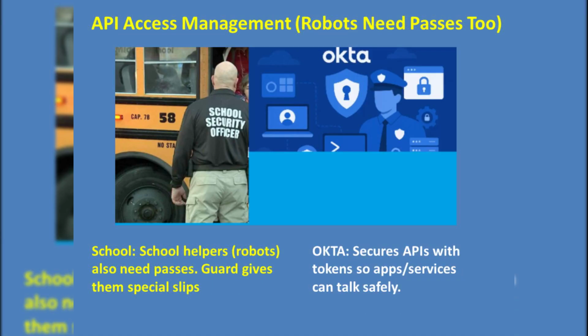It's not just students who need access. Sometimes robots or helpers need passes too. The guard gives them special slips. OKTA does the same with APIs, giving tokens so that apps and services can talk safely to each other.